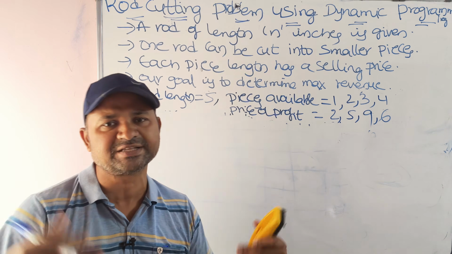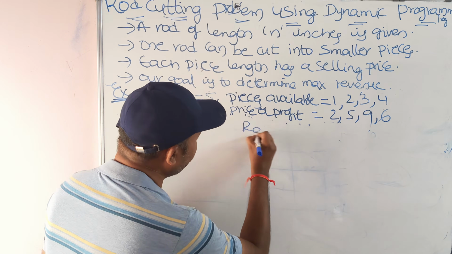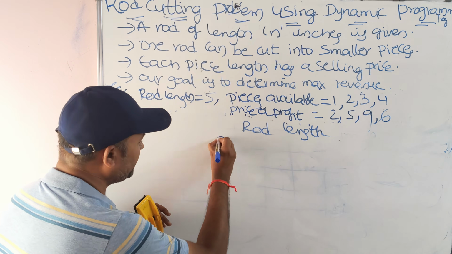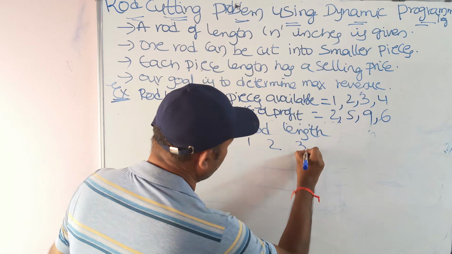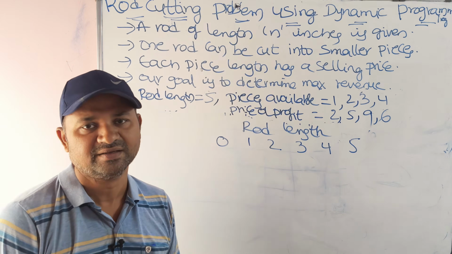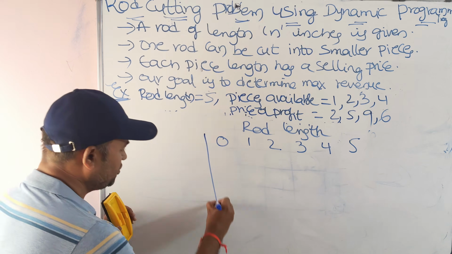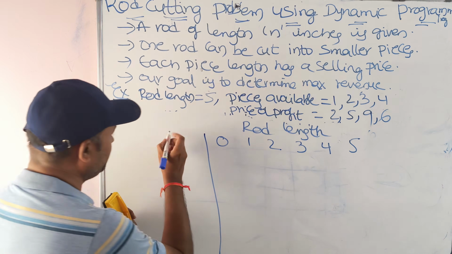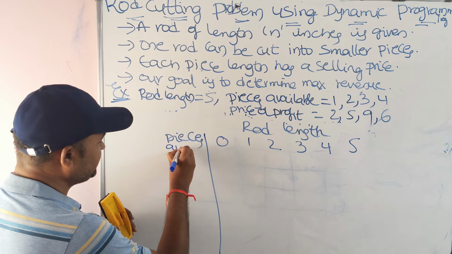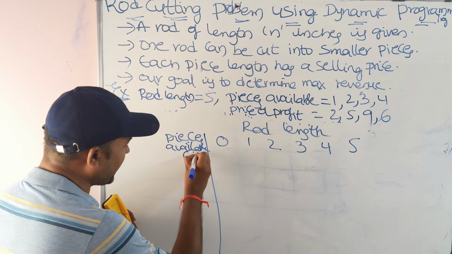For that we have to construct a table or matrix. Here, what is the rod length? The rod length is 5. So we can take the values from 0 to 5. Suppose the rod length given is 10, then we have to take the values from 0 to 10. Next, pieces available, or the length of the pieces. It is denoted by index I.